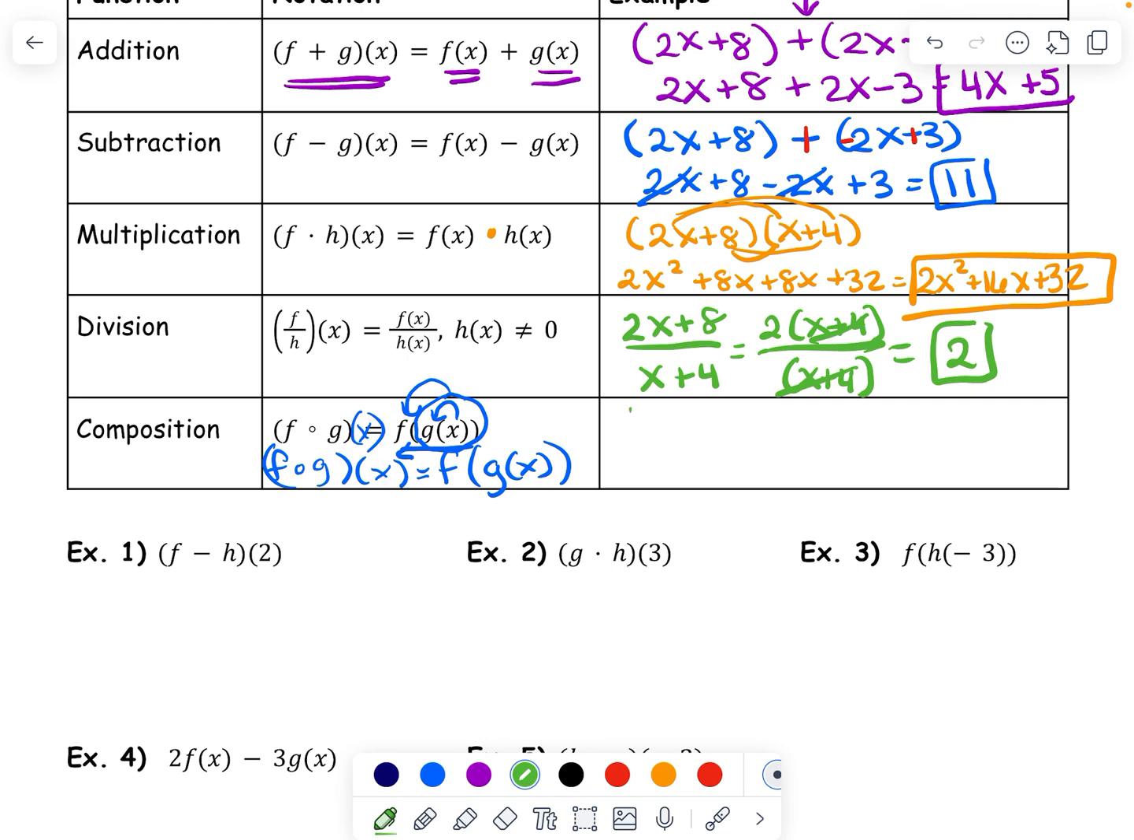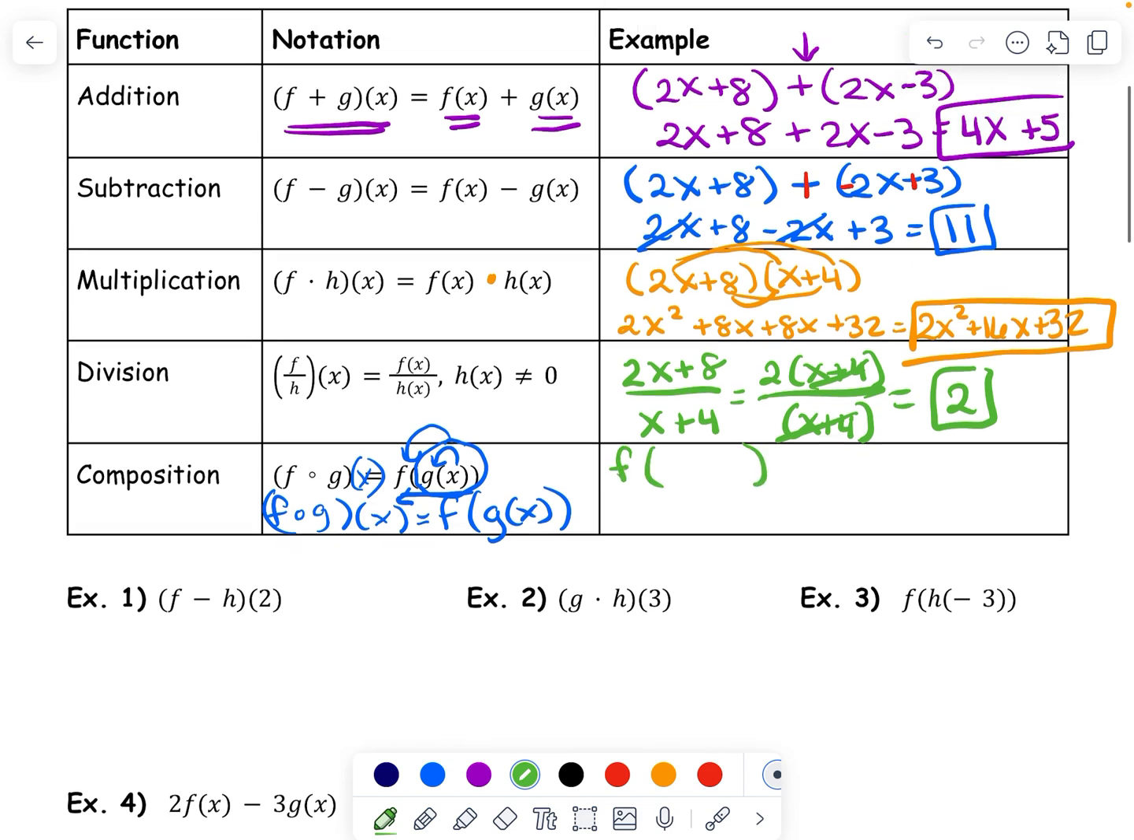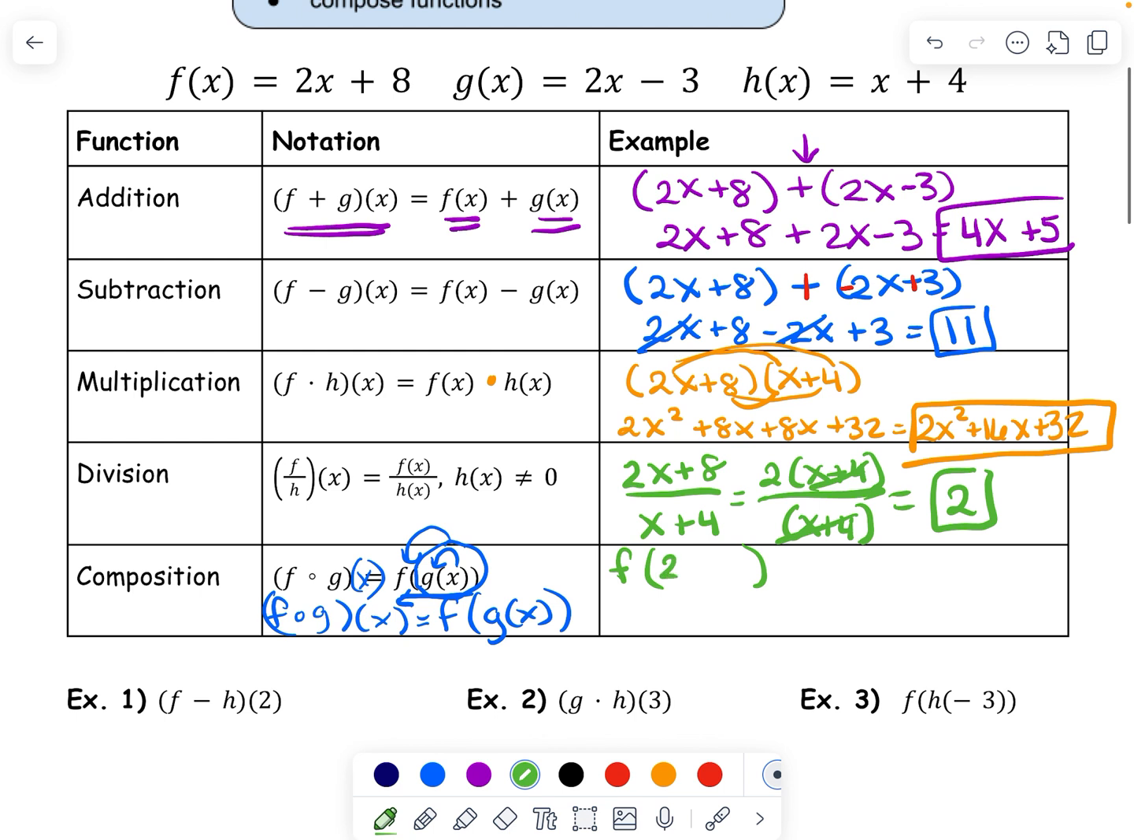If I was going to do it the other way, I'm going to do f of, and then I'm going to put an x into g. Well, when I put an x into g, I just get 2x minus 3. And then for f, everywhere I see an x, I'm going to put a 2x minus 3.